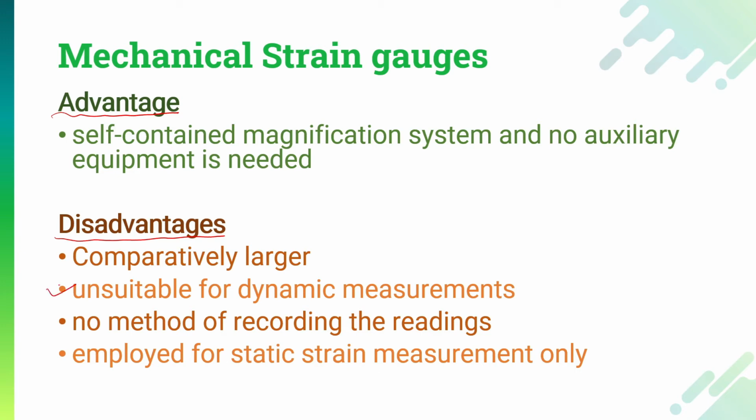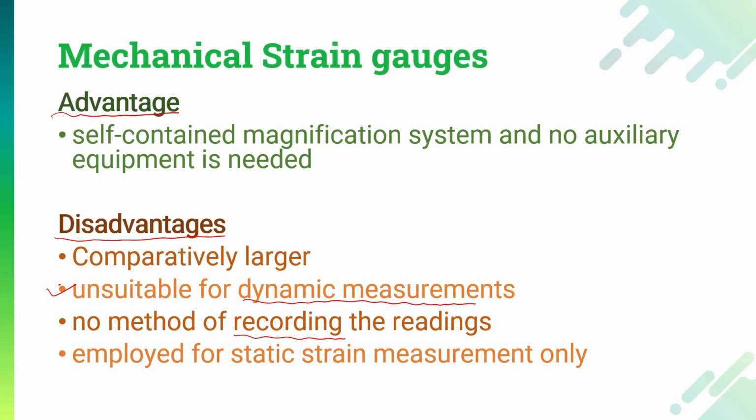Secondly, mechanical strain gauges have higher inertia, which makes them unsuitable for dynamic measurements. Whenever the strains are continuously varying, we are not able to measure the strain. And there is no method available for recording. We can only check the readings directly, we cannot record them.